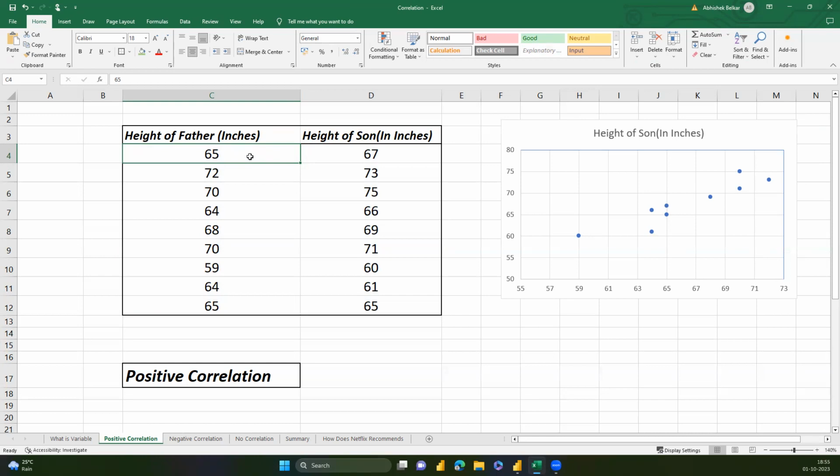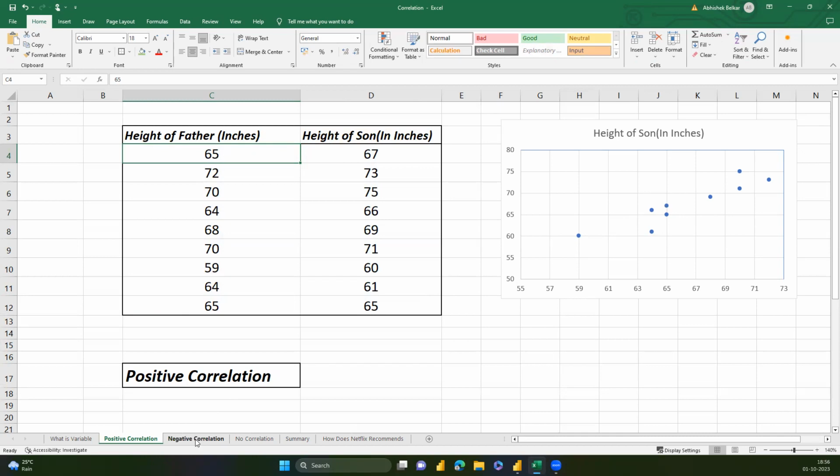Okay. So if we even look at these data points, we see that as we move ahead, the values on the x-axis keep on increasing, and the values on the y-axis also keep on increasing. So this is the perfect example of positive correlation, meaning that as one variable keeps on increasing, the other variable also keeps on increasing. So this is the example of positive correlation.